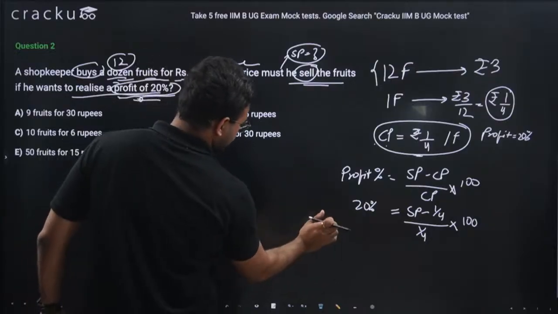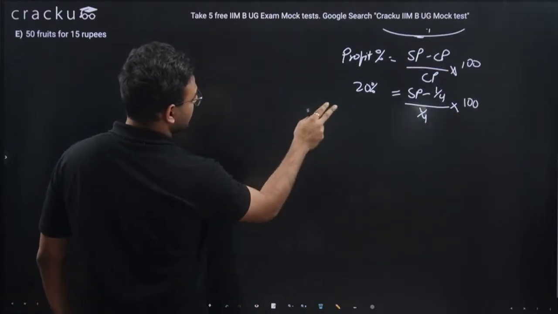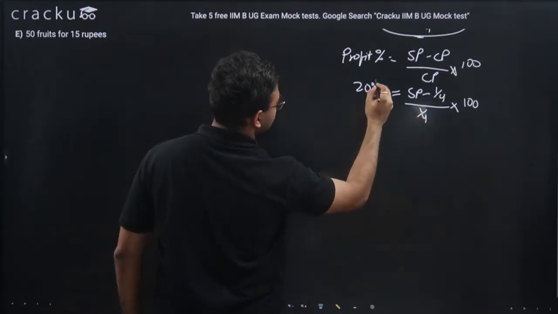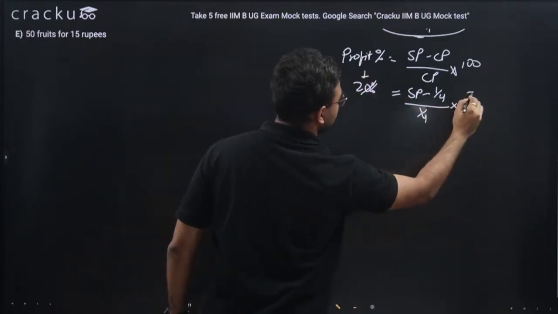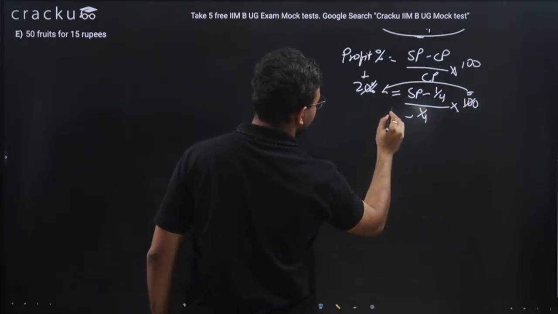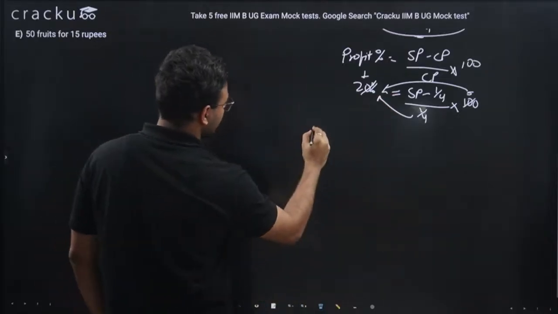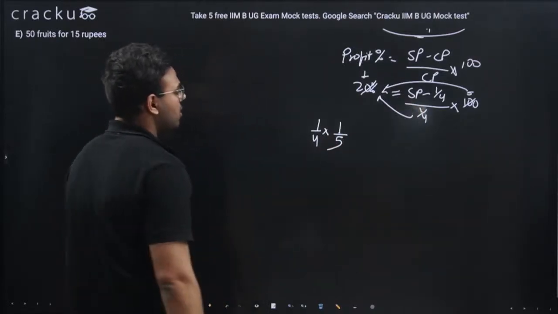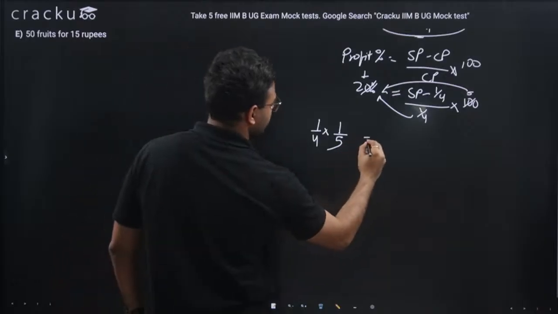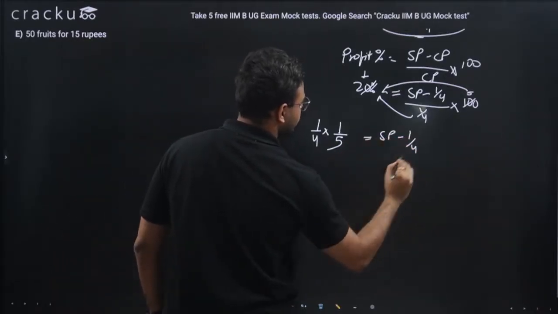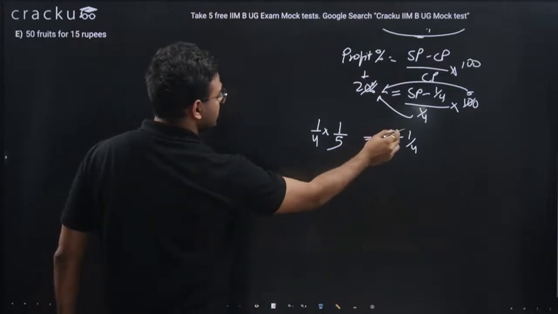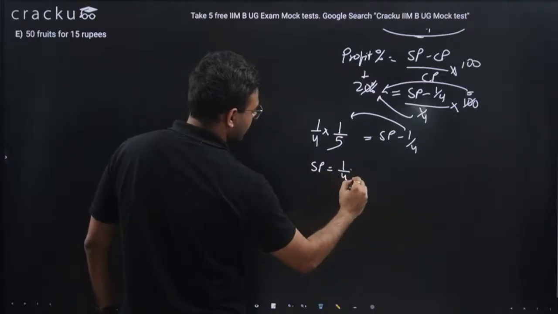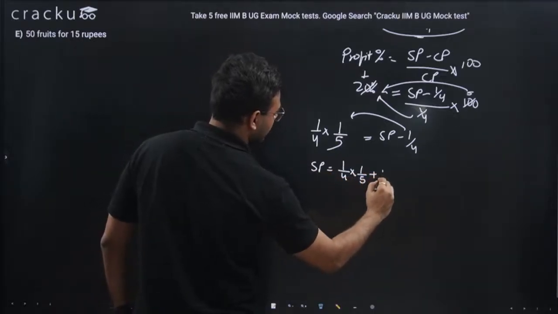So if we solve this equation, if I bring this 100 down, 20 by 100 will be 1 by 5. So 1 by 4 into 1 by 5 is equal to SP minus 1 by 4. This 1 by 4 I'll take to the left hand side. So SP will be 1 by 4 into 1 by 5 plus 1 by 4.